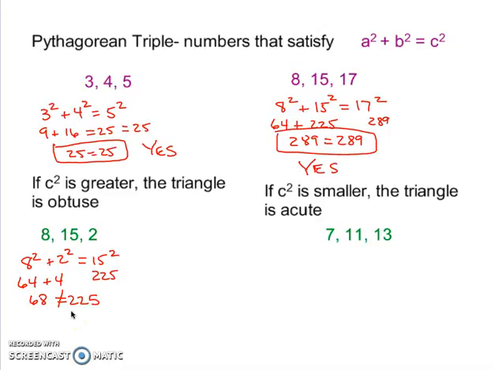But if your C squared is bigger, you have an obtuse triangle, which means you have one angle bigger than 90. So we can just write for this one, obtuse.